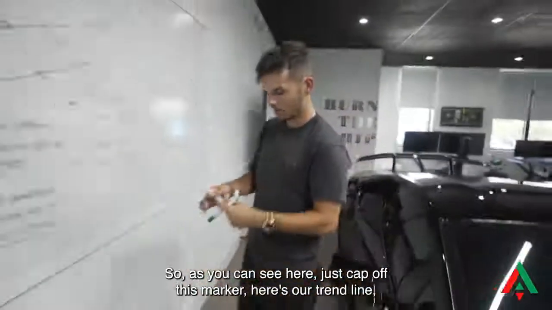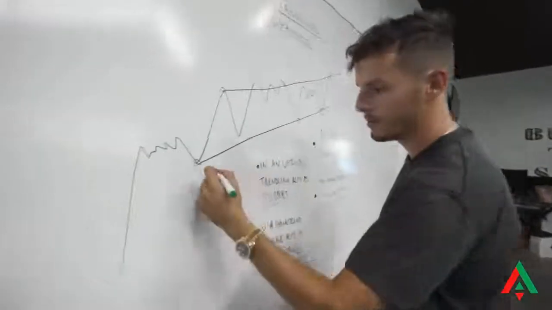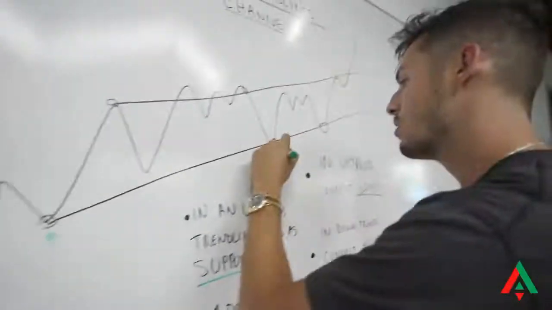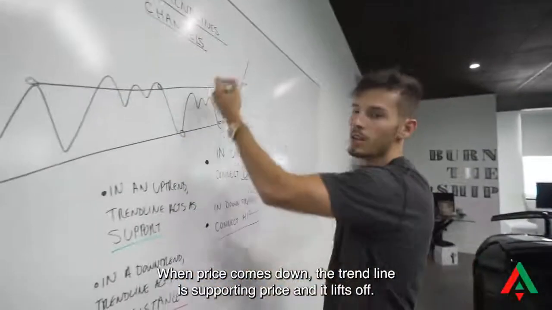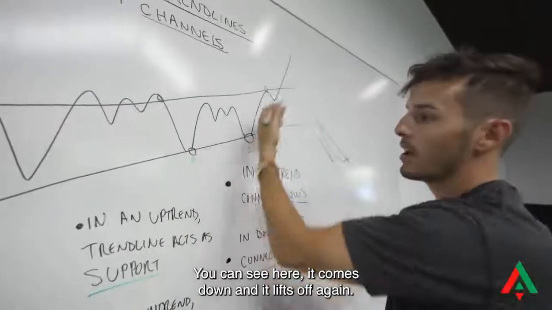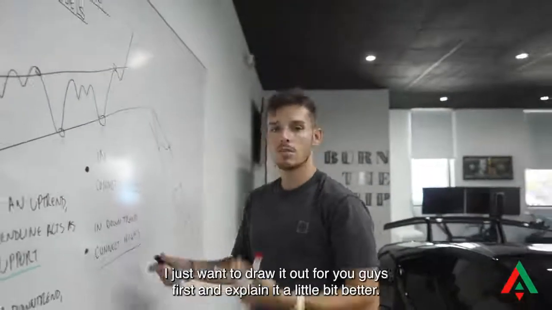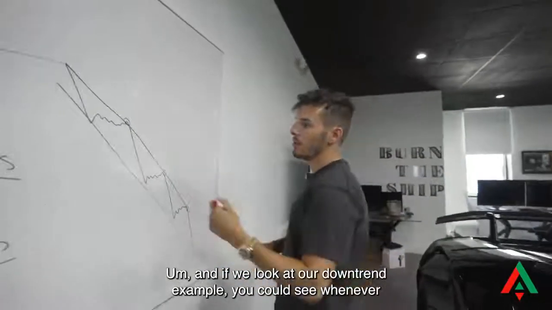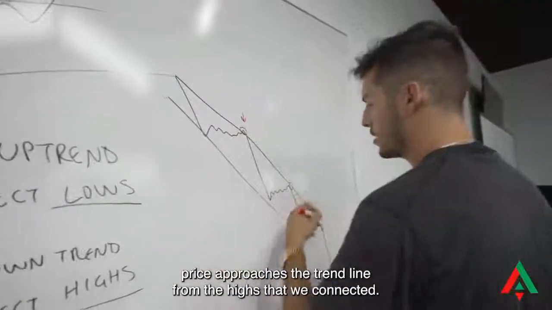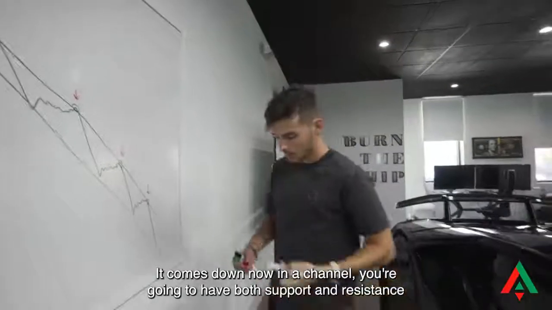As you can see here, let me just cap off this marker. Here's our trend line, and you can see how that's acting as support. When price comes down, the trend line is supporting price, and it lifts off. You can see here it comes down and it lifts off. Again, this is an illustration, but I will be backing this up with real market examples. I just want to draw it out for you guys first and explain it a little bit better. And if we look at our downtrend example, you can see whenever price approaches the trend line from the highs that we connected, it acts as resistance and comes down.